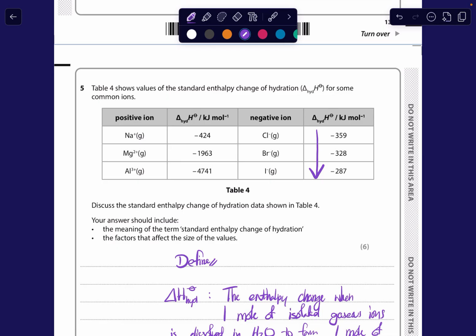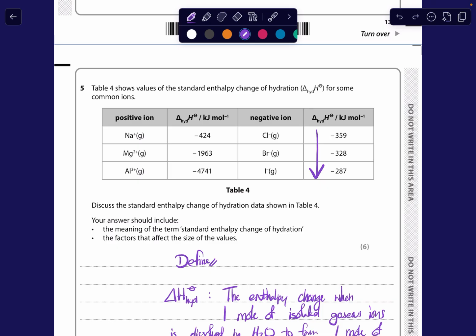Because the charge density decreases, there is less attraction between that and the H2O, and that means it becomes less exothermic. When we look at the positive ions, you can see that we're now going across a period. We're going from group 1 to group 2 to group 3 metals, and as we do that, they become more and more positive. Because they're becoming more and more positive, but we're keeping the amount of shells the same, they're going to be more closely attracted.